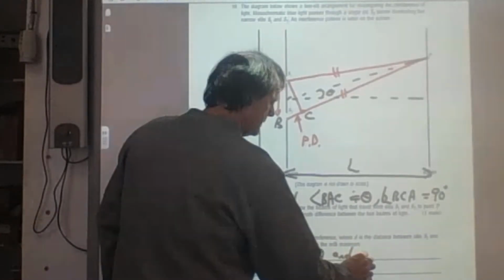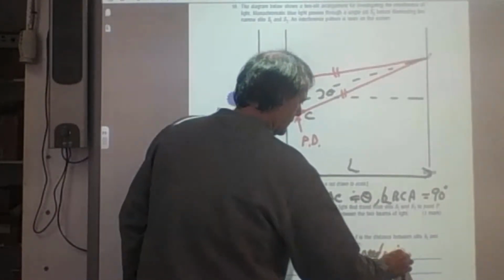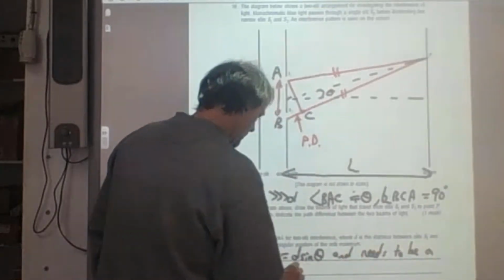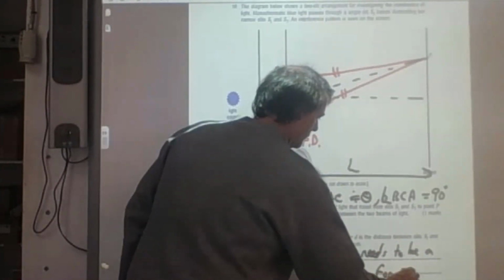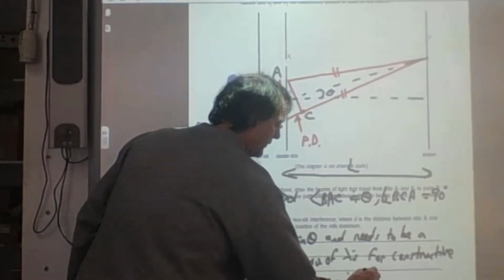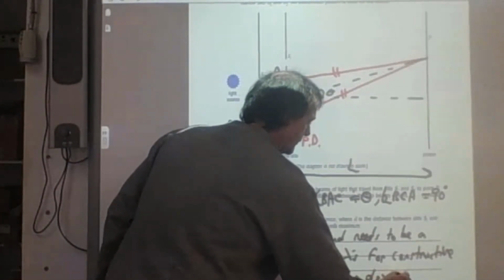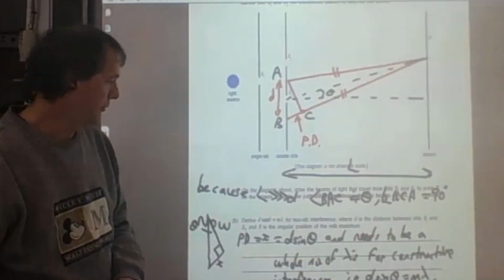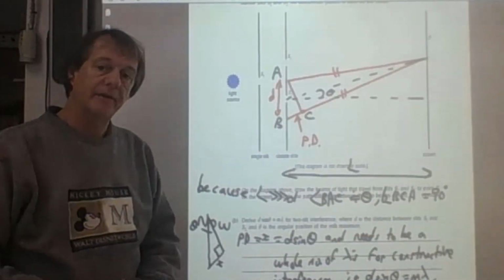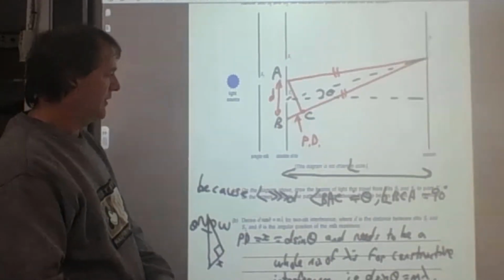And this needs to be a whole number of wavelengths for constructive interference. That is, d sine theta has to equal m lambda, where m is equal to 0, 1, 2, or 3. Okay, so that's the key parts of that. Okay, so that's a useful formula.